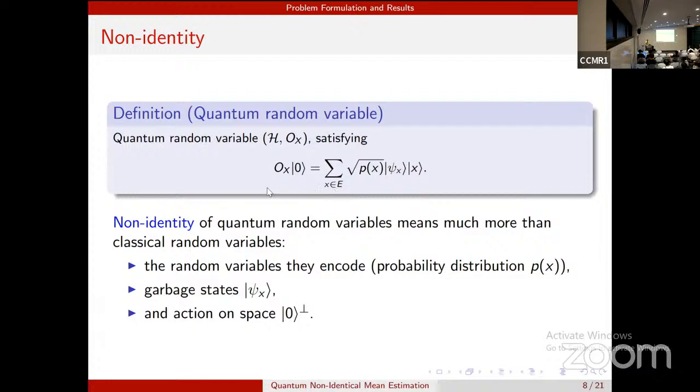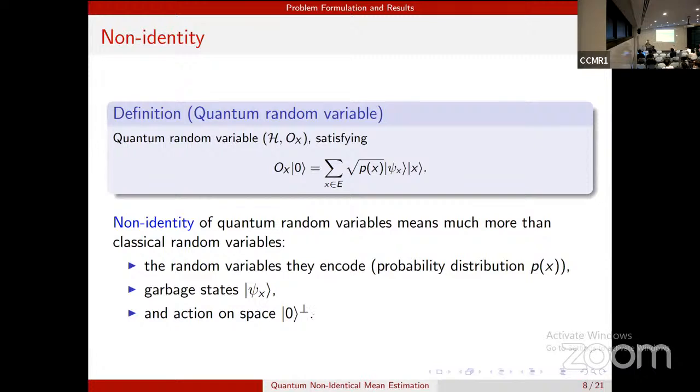In addition, in this definition, we have only defined the action of OX on the zero state. So the whole complementary space of the zero subspace is not defined. This is also a result of the non-identity. So we have these three different kinds of non-identity.